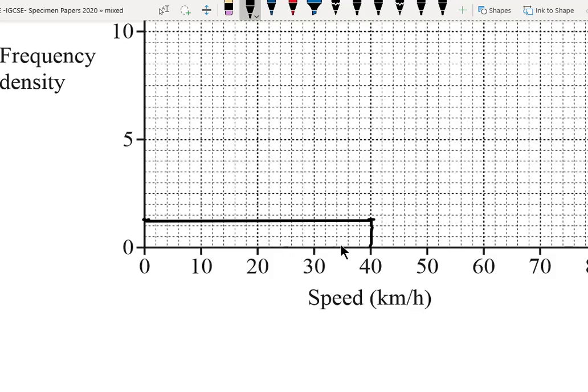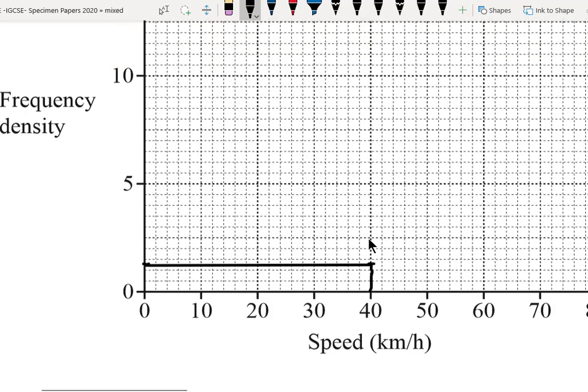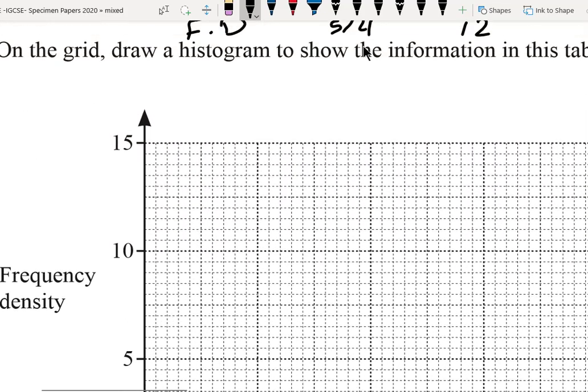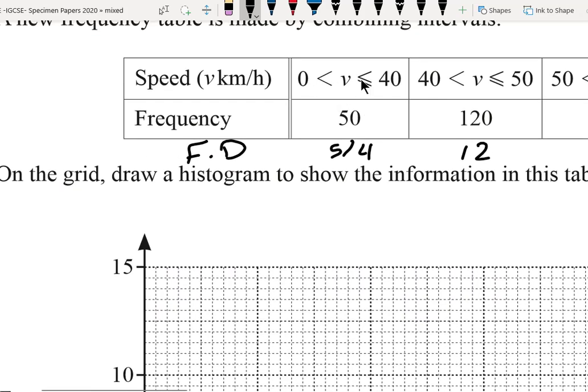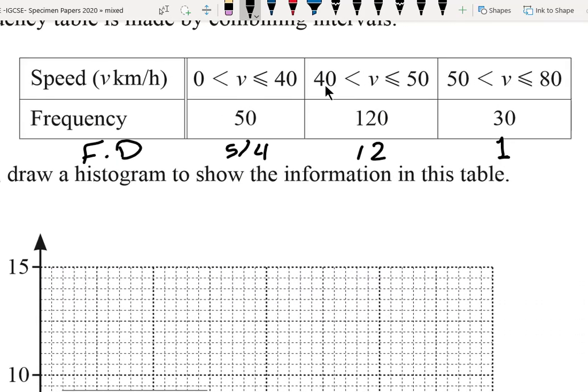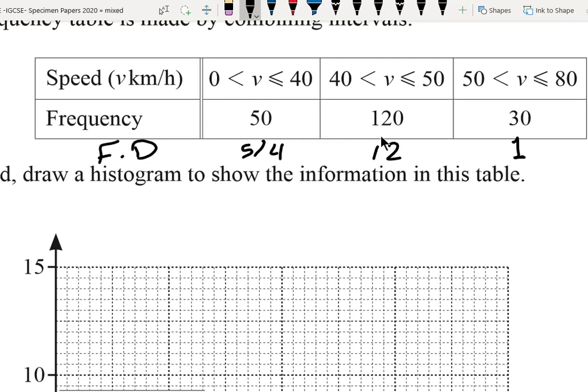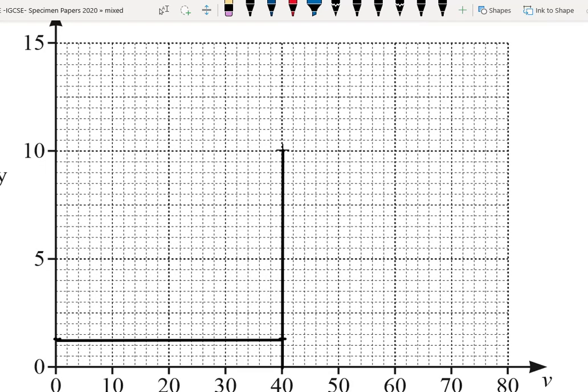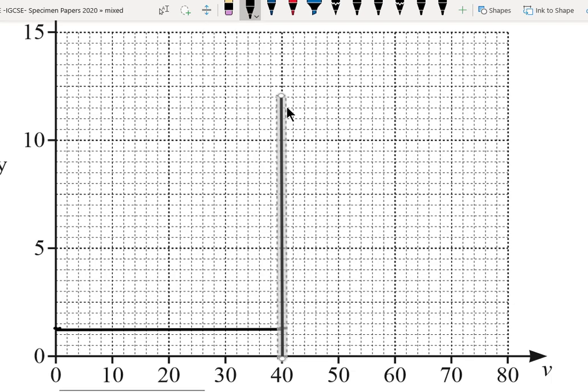So this is the first bar with width 40 and height 5 over 4. The second has width just 10, from 40 to 50, and height 12. 12 means after 10, 4 boxes. 1, 2, 3, 4, like here. Make another one here and then join between.